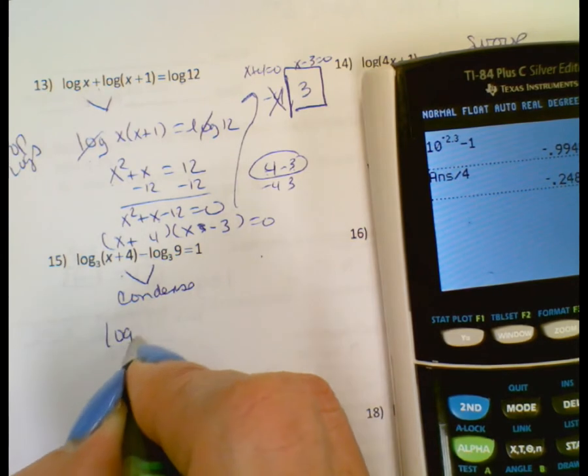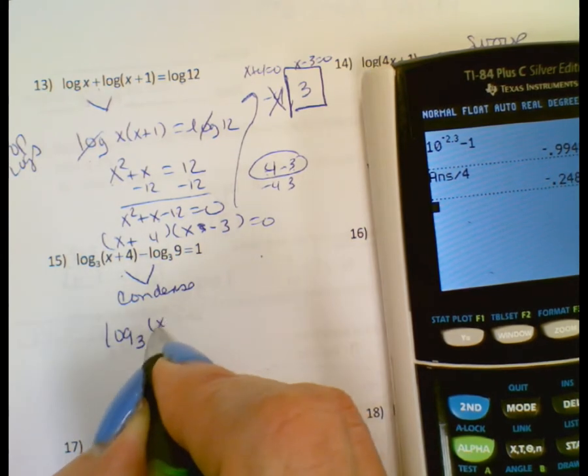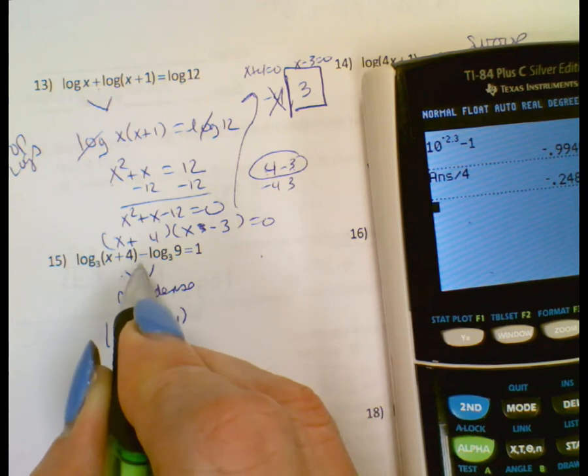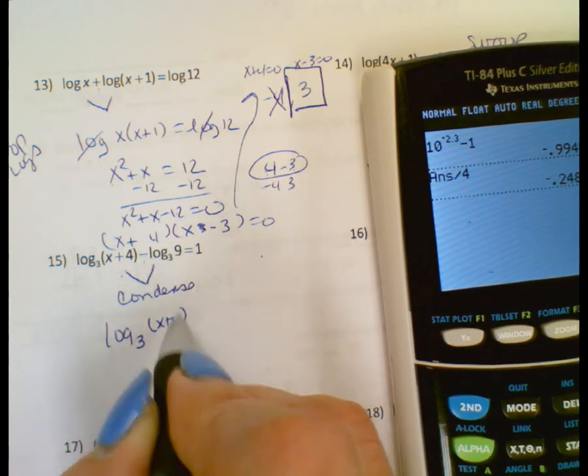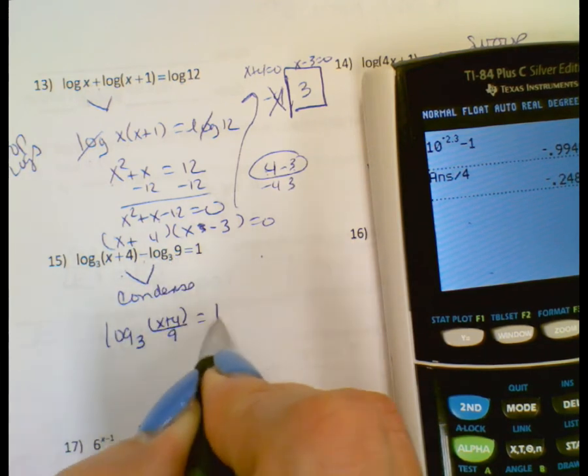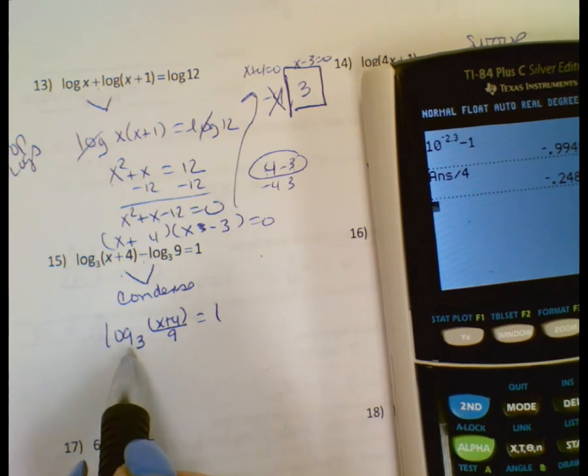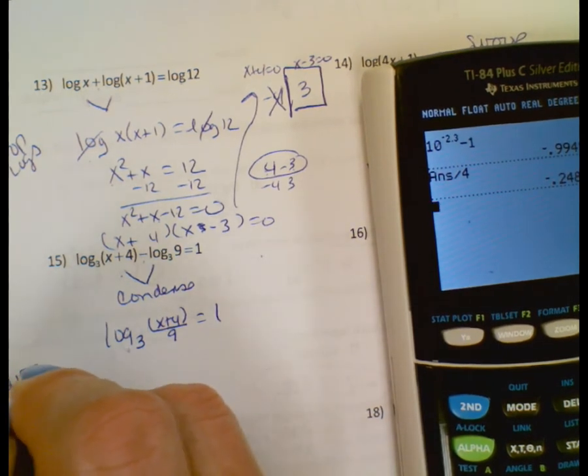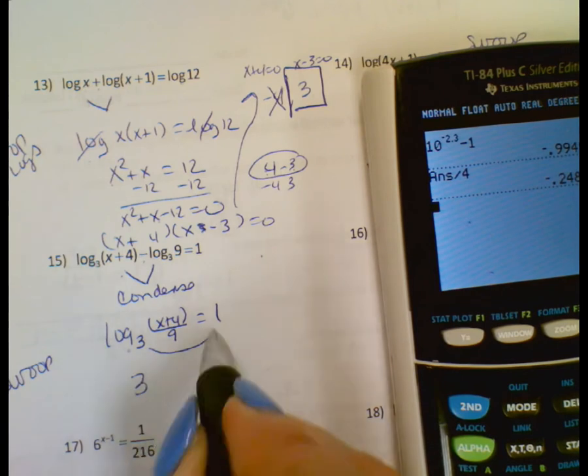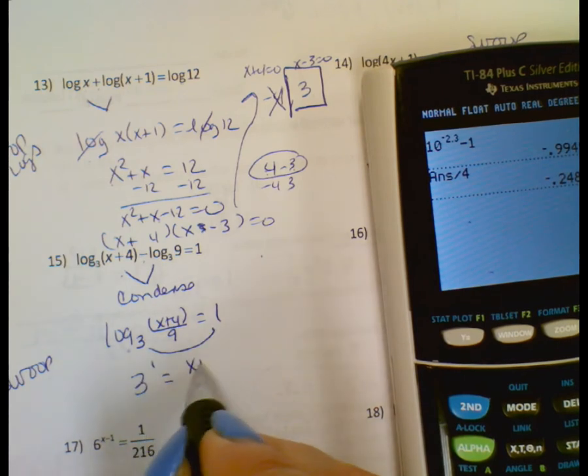So we're going to write log base 3 once. And then we have x plus 4. And then this minus, that means you're not multiplying. It means you're dividing by 9 equals 1. So now you have a single logarithm. So this is when you swoop. So we're going to go 3 to the first is equal to x plus 4 over 9.